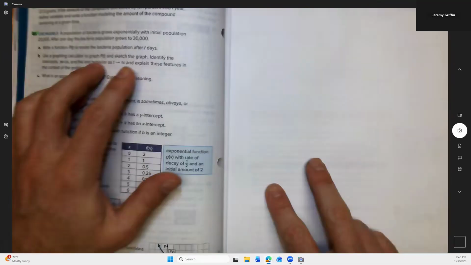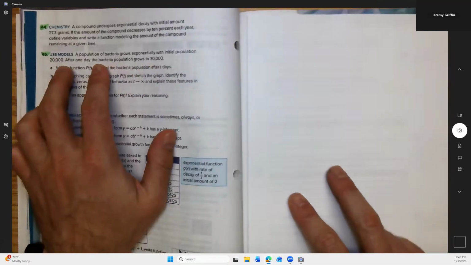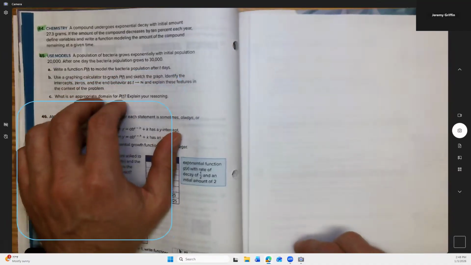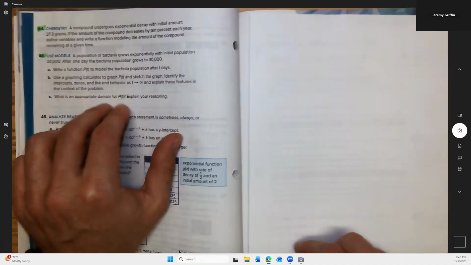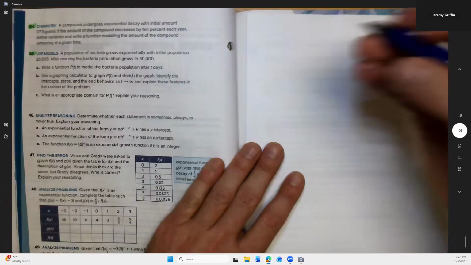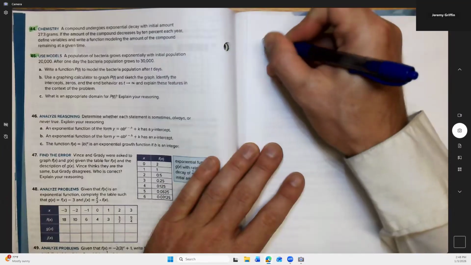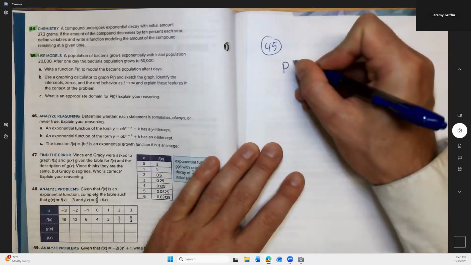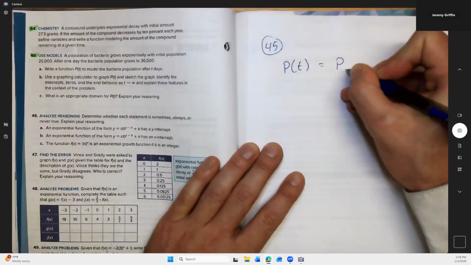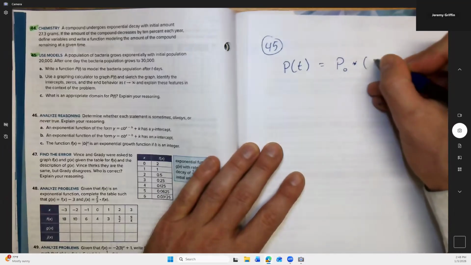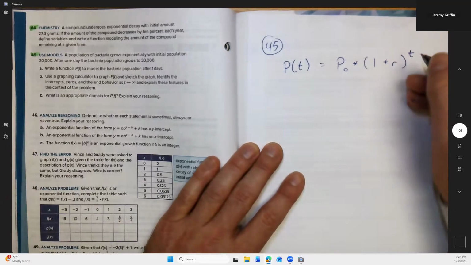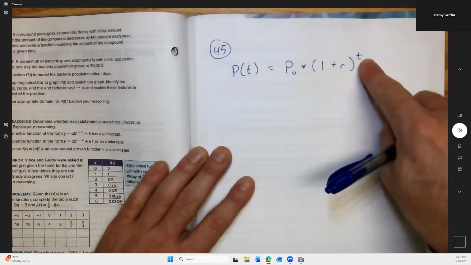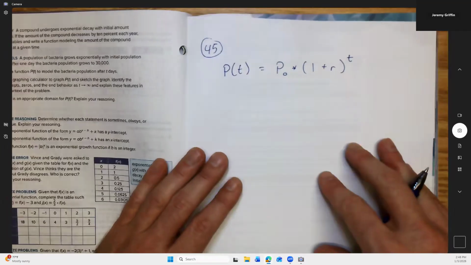And last one, 45. A population of bacteria grows exponentially with initial population at 20,000. After one day, it's up to 30,000. Write a model to explain it. Okay, and then what's going on with the context. So same basic model. The population after some time is equal to the initial population multiplied by 1 plus the growth rate to however much time. We're going day by day, so t represents however many days.